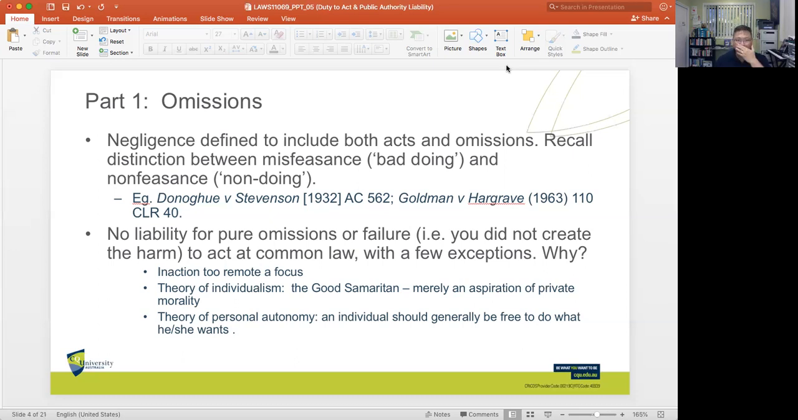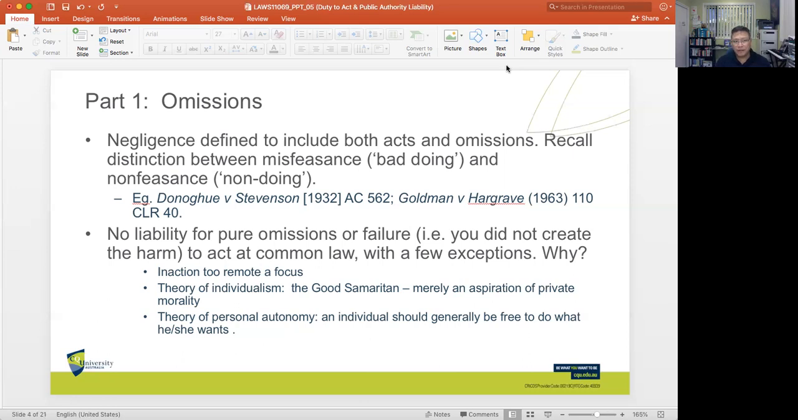So in general, there is no liability for pure omissions or failure, mainly because, one, we talk of an inaction being too remote a focus. So it's difficult to contemplate all possible sorts of omissions, unless it's something that's reasonably foreseeable, as we know. For example, in the case of Bunyin Shire Council versus Shirt.